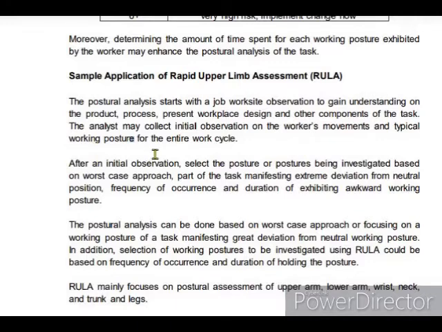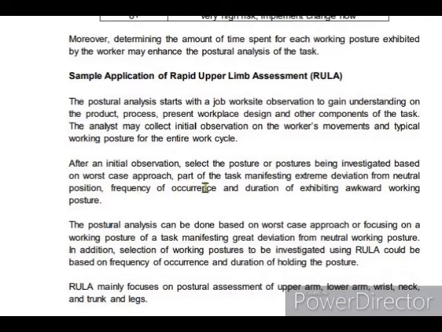So, the analyst may collect initial observation on the worker's movements and typical working postures for the entire work cycle. Okay? Ano yung mga initial observations niyan? Pwede na ditong tayong kumuha ng mga step by step, okay? Nagalaw ng tao, okay? Pwede natin dyan i-apply yung Terbligs, okay? Kung gusto nyo. So, after initial observation, select the posture or postures being investigated based on worst case approach, okay? Part of the task manifesting extreme deviation from neutral position. So, priority yung mga worst, okay?